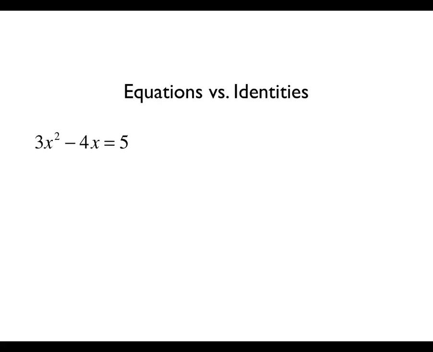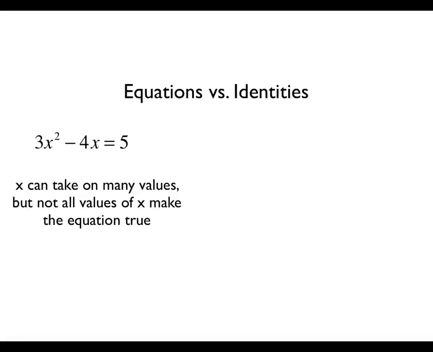So x can take on many values. Suppose x equals 1. Then what will the left side equal when x is 1? Negative 1, right? Does negative 1 equal 5? No. So x can be 1, but when it's 1, it doesn't make that true. The statement is false. Similarly, when x is 0, it's trying to say that 0 is 5. Well, that's not true.